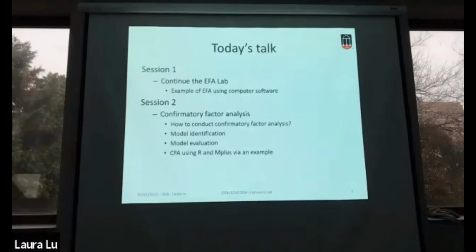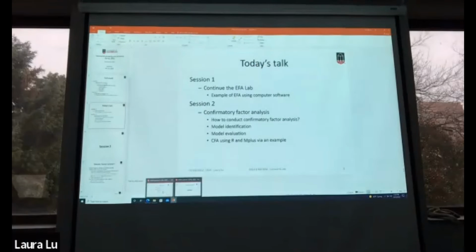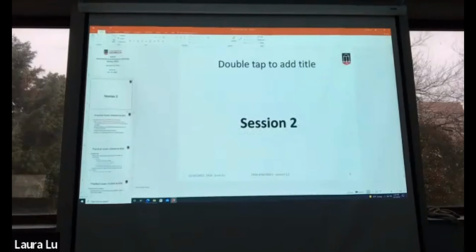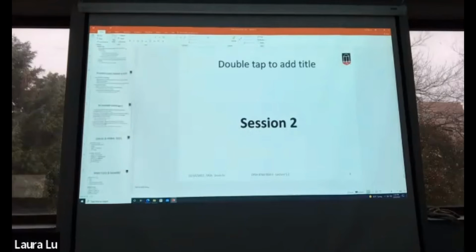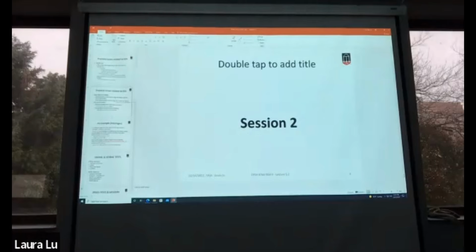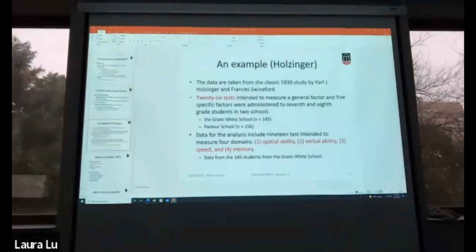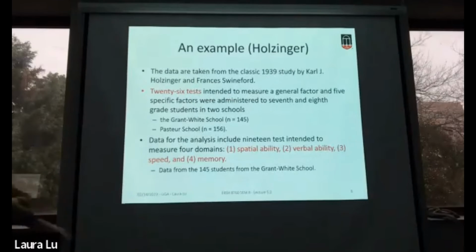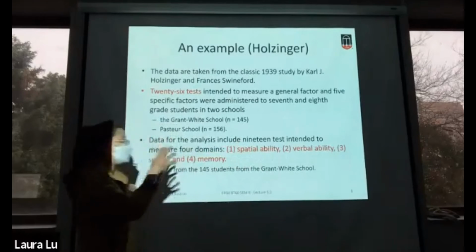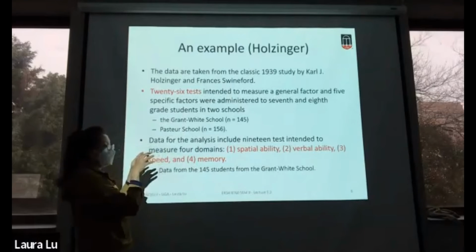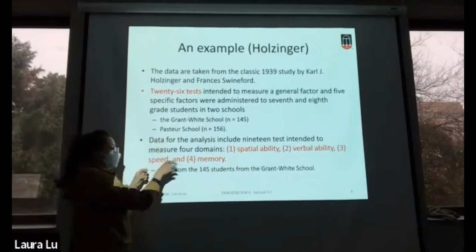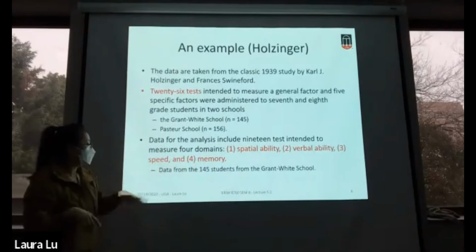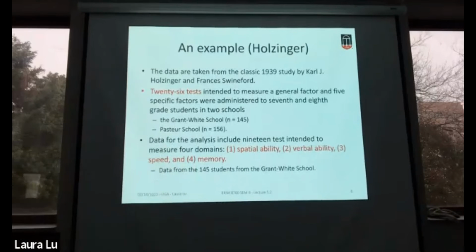Okay. So first session, let's go back to the EFA. We haven't finished the lab part. We stopped here, and let's have a very quick review. So we use this example. In total, we have 19 tests trying to measure these four latent abilities. So these four are latent abilities. By running EFA, we're gonna figure out these four abilities. And the sample size is 145, from the GW school.